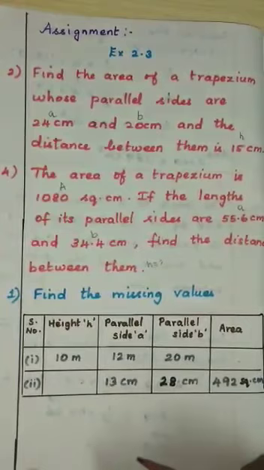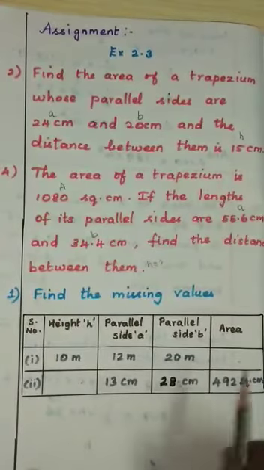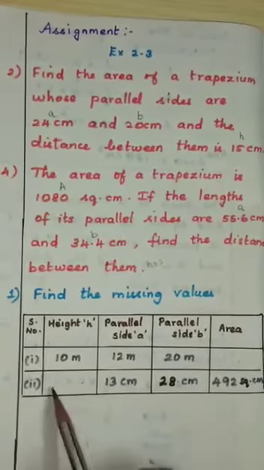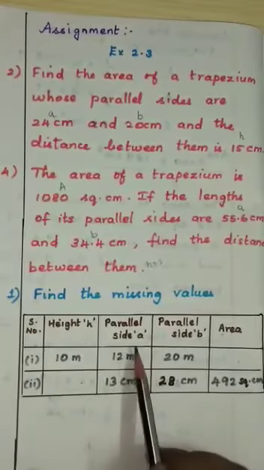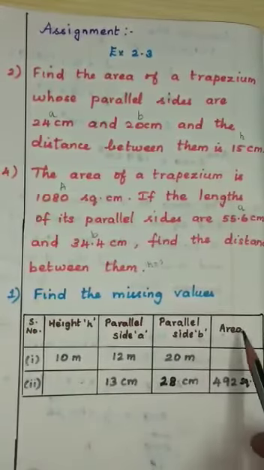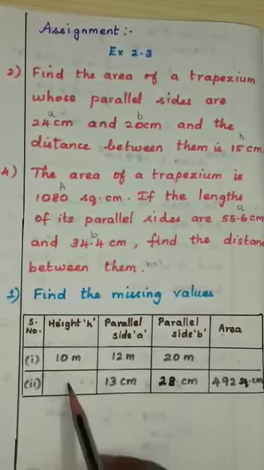Substitute these values in the formula and find area. Step by step you do the problem. Don't write only the answer. Second problem is similar to that. You substitute the values of a and b and the value of capital A and find the value of h.